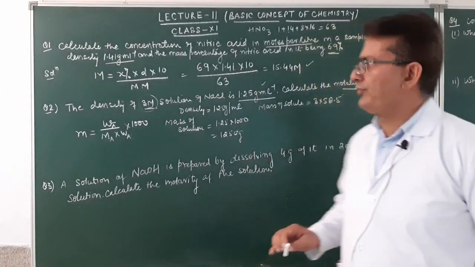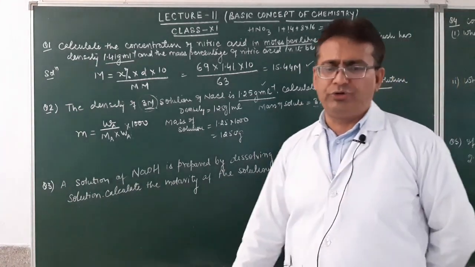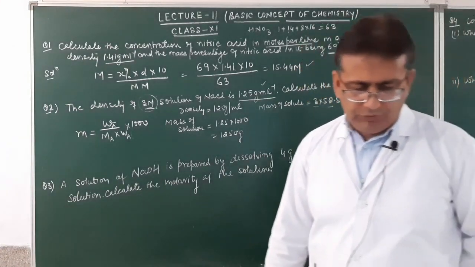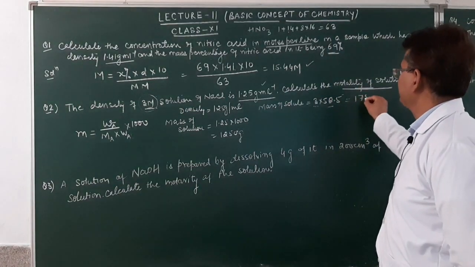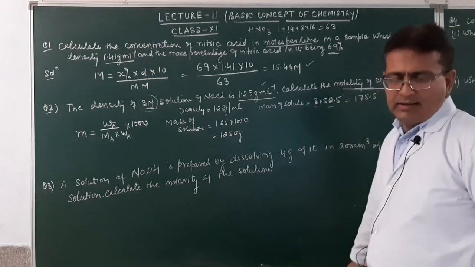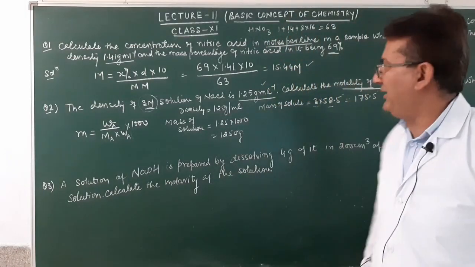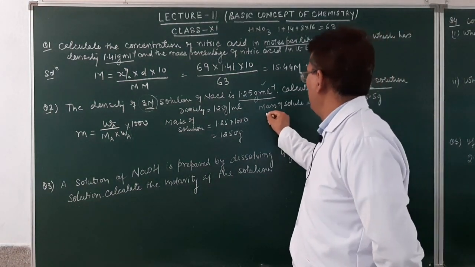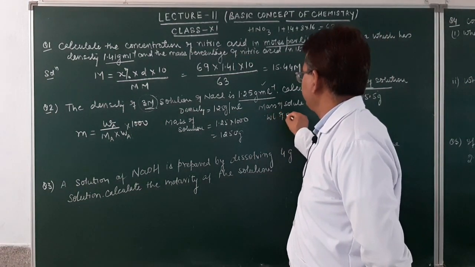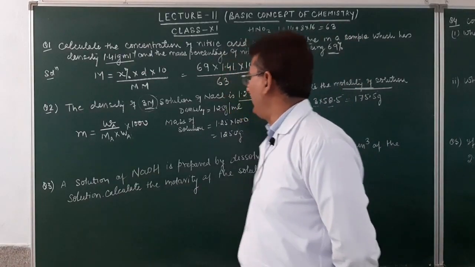Just see over here. 3 molar means 3 moles of a solute is dissolved in a liter of a solution. So if you multiply it, it will come out to be equal to 175.5. Yes, this over here will be the mass of NaCl present in a liter of the solution. So we have to find out the weight of solvent. As per this formula, this is the weight of solvent.